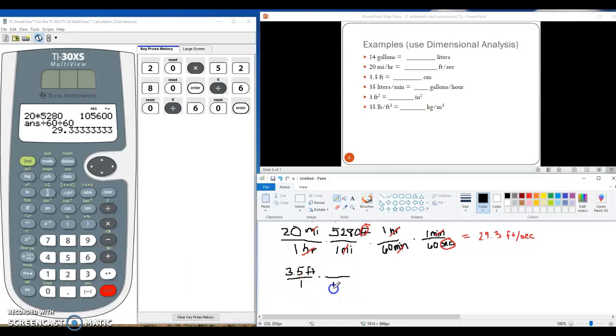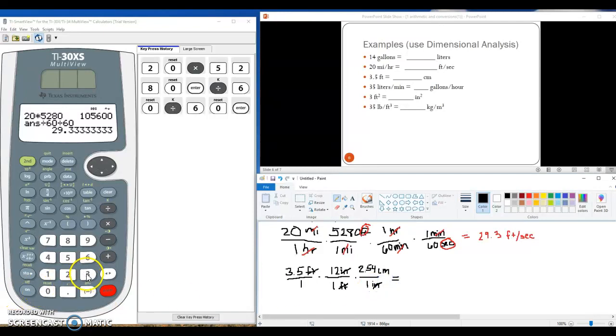I need to cancel feet, so I'll put 1 foot on the bottom, and I know that a foot is 12 inches. And I cancel feet. Now I need to cancel inches, so I'll put inches on the bottom. And there's a number of conversions here. If you're pulling the one off of your lecture sheets, it will be different than the one that I have, but I have memorized that 1 inch is 2.54 centimeters. You'll get the same answer no matter which way you do the problem. So I can cancel inches, and I'm ready to do my math.